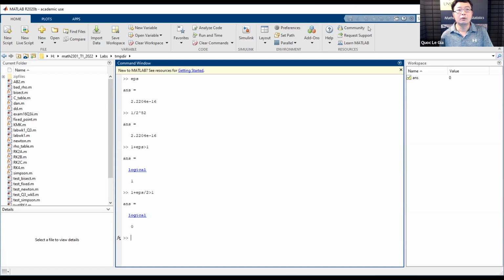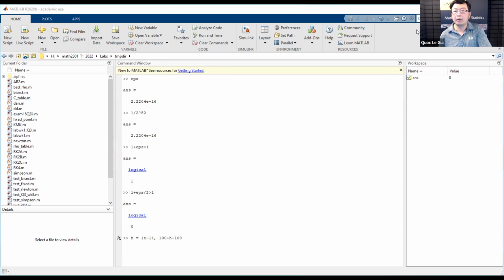Now the next one. Suppose I put h is 1e minus 14, which means 10 to the minus 14. Then if I take 100 plus h minus 100, what should I get? Anyone, have you tried this command? Where's my chat box? So you got 1.4 something, and you don't get back h.